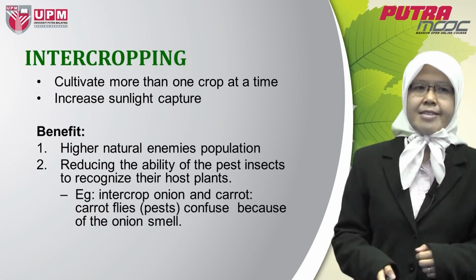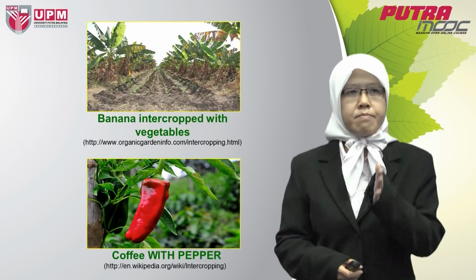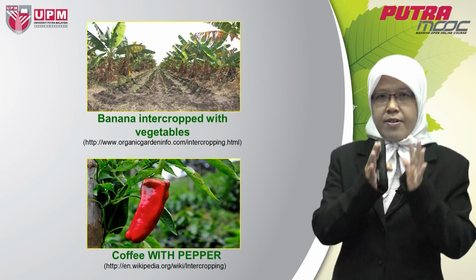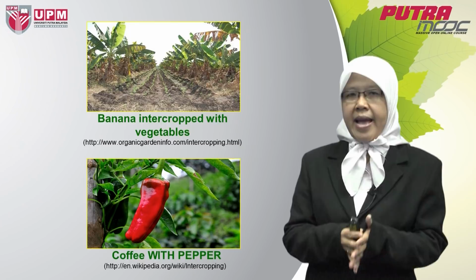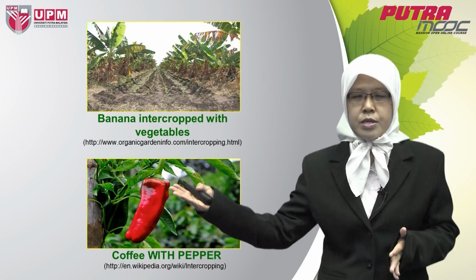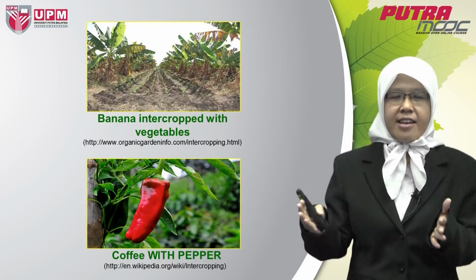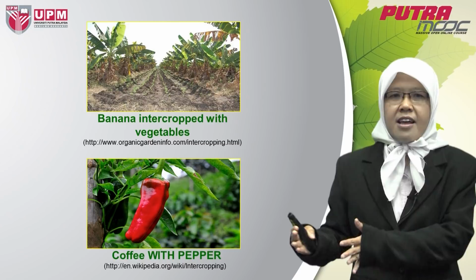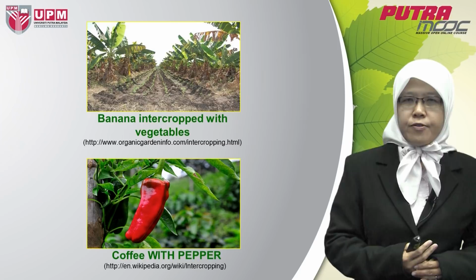This is just an example to show intercropping between banana and vegetables. You can see banana, vegetables, and banana. These are the vegetable crop pests. If you plant another row after the banana, it is another vegetable, like leafy vegetables. So basically the insect has a problem recognizing the host, because the banana is in between. Also, people can intercrop with coffee and with pepper.